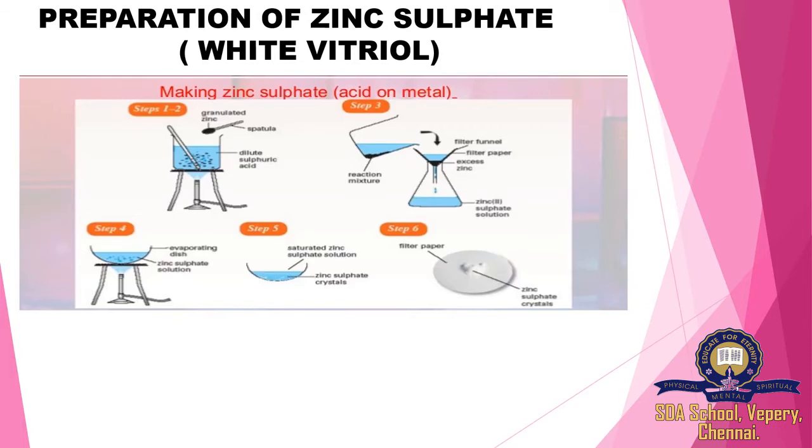This zinc(II) sulfate solution, again we need to transfer to a bowl and heat gently. Then what's happening? The solution evaporates and we get a saturated solution. When we keep the saturated solution at rest, it forms crystals of zinc sulfate. Through the filter paper also we get zinc sulfate crystals when we filter that zinc sulfate solution. So either we get crystallization or else the powder is present in the filter paper.